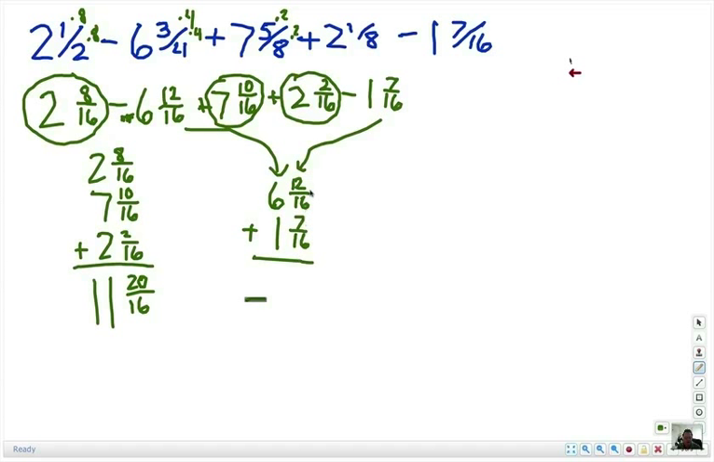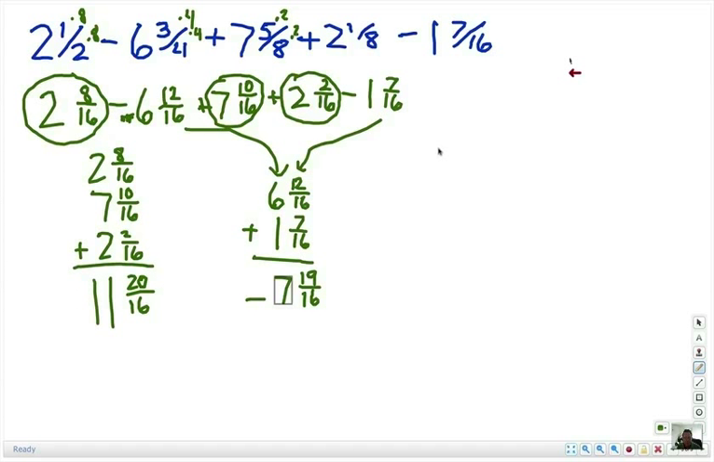So let's go ahead and say 12 and 7 is 19. And 16th is my denominator, and 6 and 1 is 7. So you can think of this in the original problem as a positive plus a negative plus a positive plus a positive plus a negative. Or positive, subtract another one, add another one, add another one, subtract another one. Whether you think of them as positives or negatives, or basically adding and subtracting, the result will be the same.